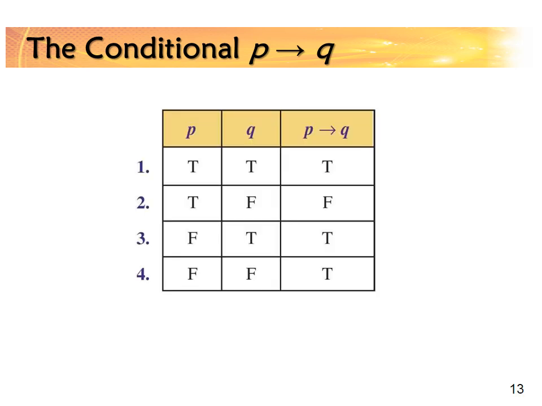So here's the truth table that would define that. The only time this conditional statement right here is false is what? When the premise is true but the conclusion is false. In all other cases, it's true.